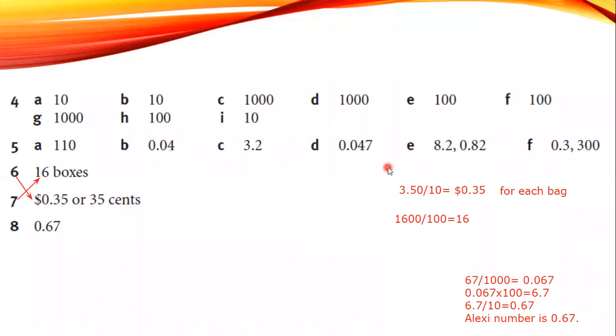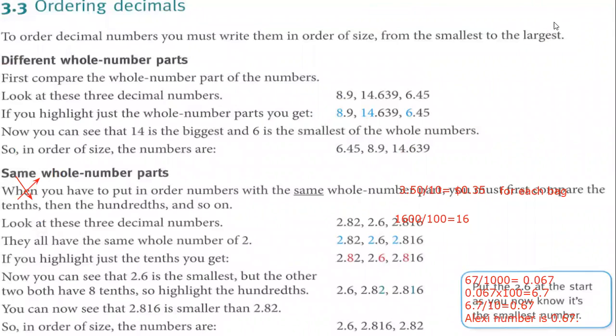Now this one is so easy, so let's talk about 3.3, ordering decimals. So simple questions, you just order. First of all, whenever you get numbers, you check if all the numbers are different. If all the numbers are different, first you arrange them, okay. Which one is smallest among these? Let's suppose you have the numbers 8.9, 14.639, 6.45. You just find which is the smallest. 6. So you put 6 here, then 8, and then 14, okay.